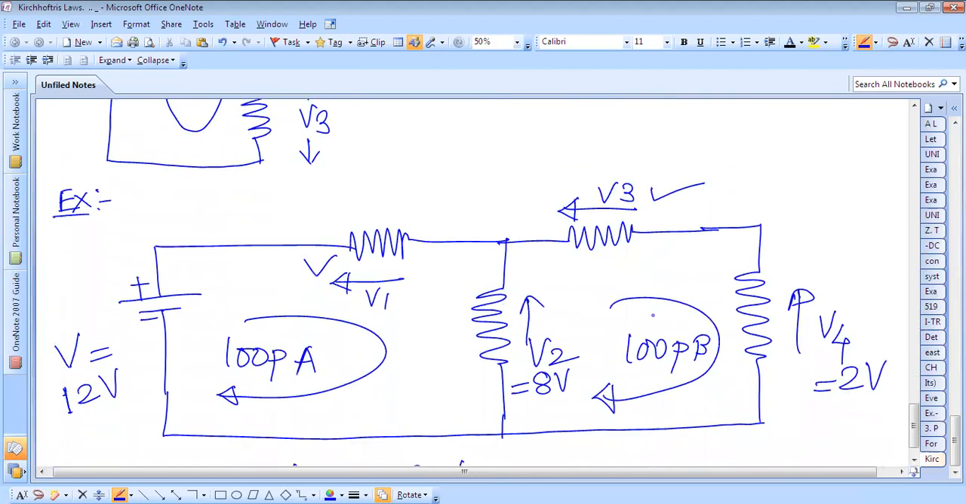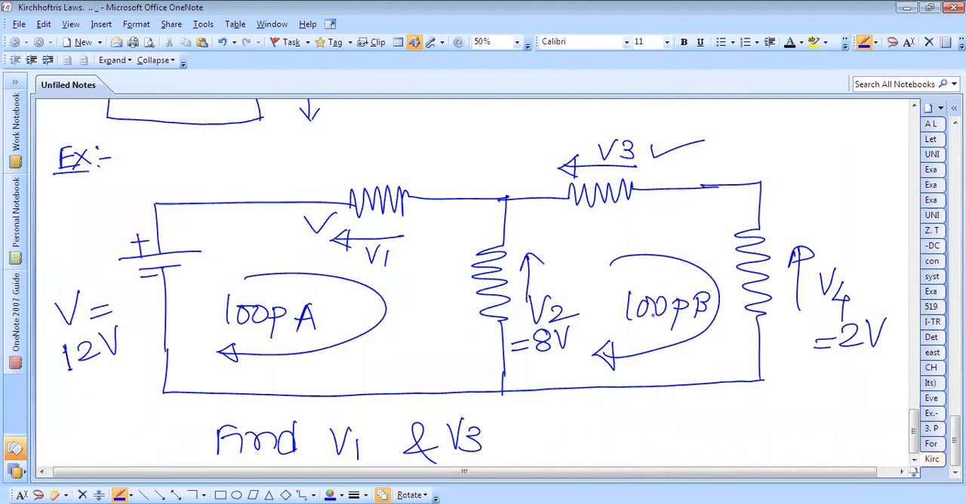Now let us consider one example. In this example, the total voltage of the circuit is 12 volt, and these are the potential differences across the resistances: V1, V2, V3, V4. V4 is given, V2 is given, and the total voltage is given. We are required to find V1 and V3. First we will apply Kirchhoff's voltage law to this loop and to this loop. One more loop we can also consider is the external loop, and we can apply Kirchhoff's voltage law to it as well.